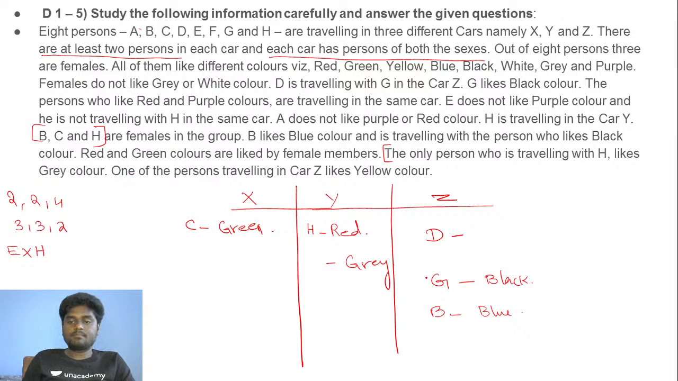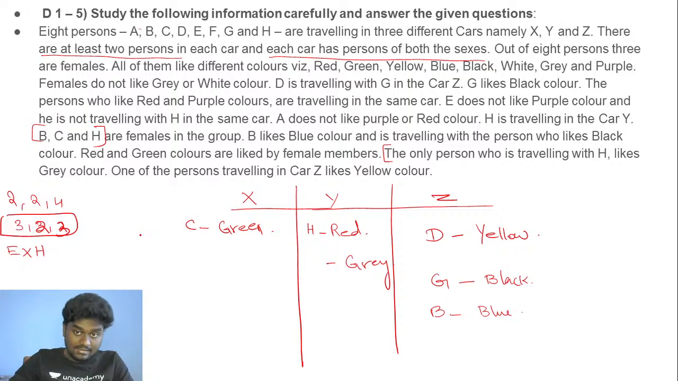And then next. So what should the distribution actually be? This one. It is actually 3, 2, 3 for X, Y, and Z respectively. Okay. One of the persons traveling in the car Z likes yellow. So D has to be yellow.